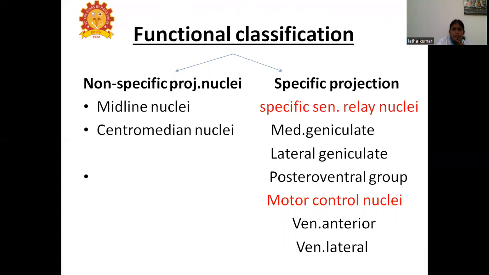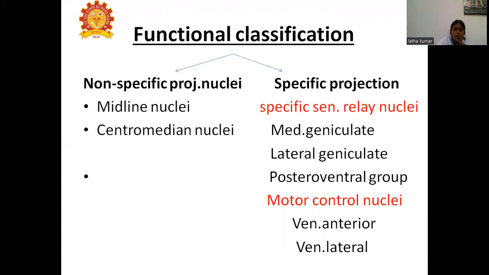Next one is the functional classification. Functionally, the thalamic nuclei are classified into non-specific projection nuclei and specific projection nuclei. The nuclei that come under non-specific projection nuclei are the midline nuclei and centromedian nuclei. These are present in the medial group nuclei.